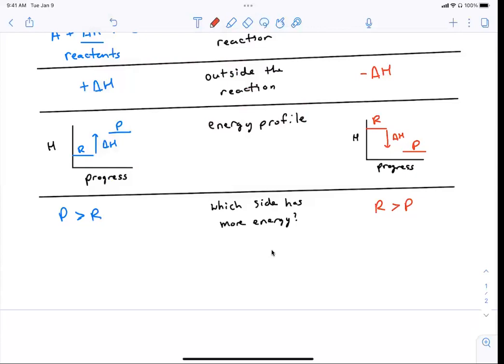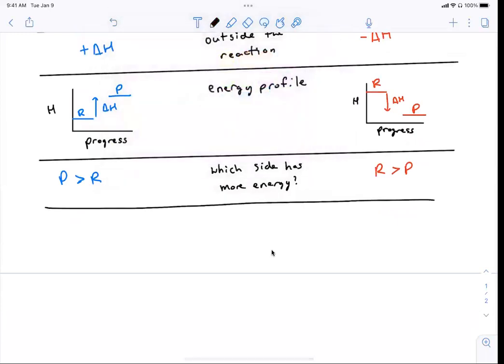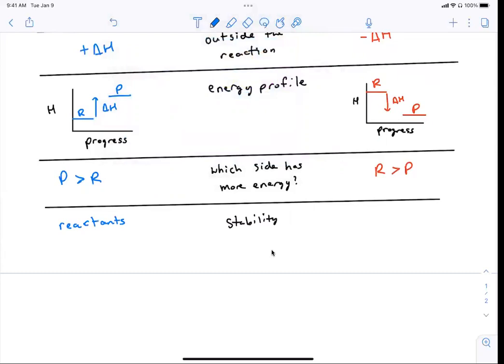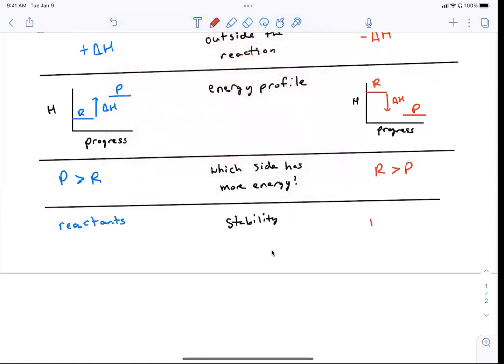Gain heat, correct. Now, the energy state does also relate to stability. What you need to remember is that molecules and atoms and all compounds seek to be in the lowest energy state possible. So whichever side is lower energy state, that's the more stable side. So in an endothermic reaction, the reactants are more stable because they exist at a lower energy state, which is what all species seek to achieve. And in the exothermic, the products are more stable.